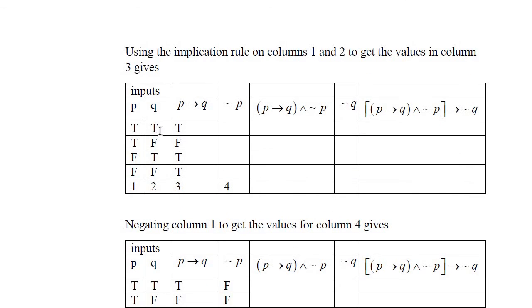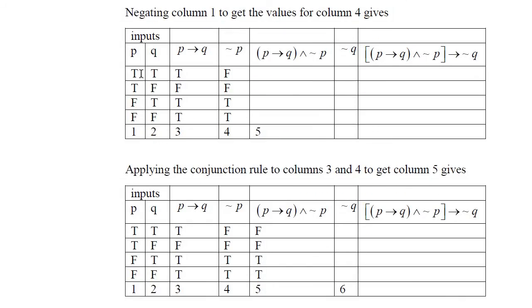So doing the if then statement, my conditional for my P column and my Q column, true pointing towards true is a true, true pointing towards false is false, false pointing towards true is true, and false pointing towards false is true. So this right here is the truth values for if P, then Q. I now need to negate my P column. Negating a true gives me a false, negating a true gives me a false, negating a false gives me a true, negating a false gives me a true. So here's my if-then statement, here's my not P statement.